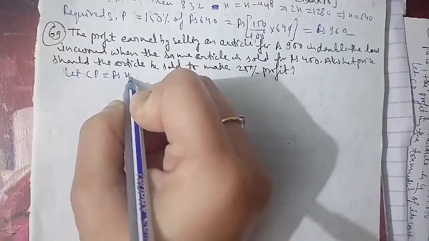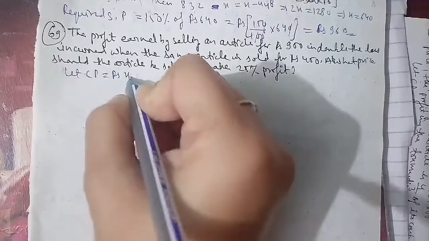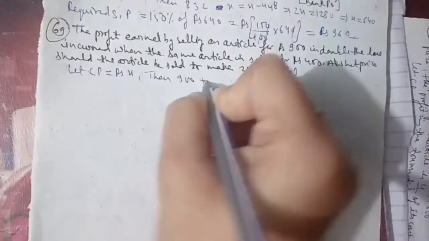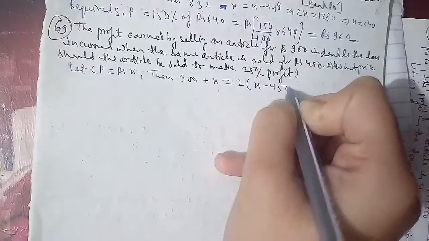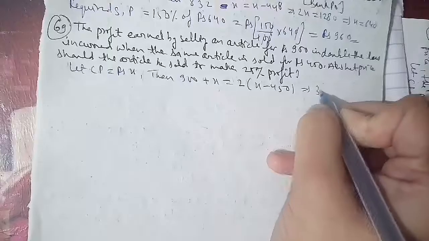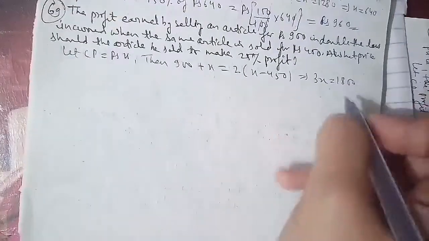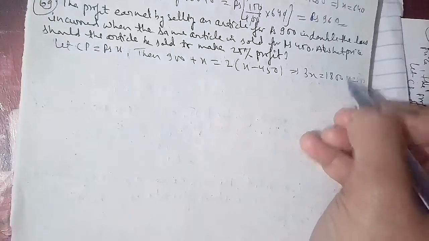So for the same, then 900 plus x equals 2x minus 450, which gives 3x equals 1800, and x is equal to 600.